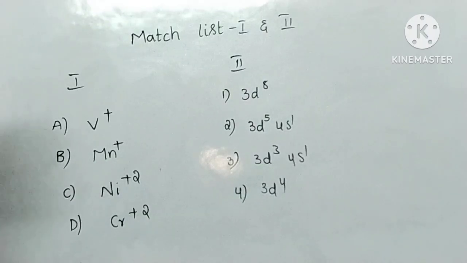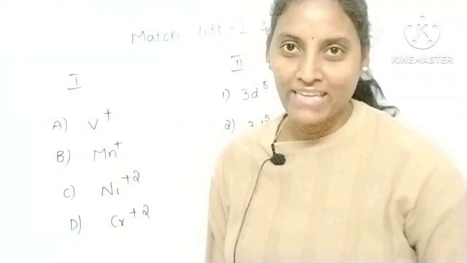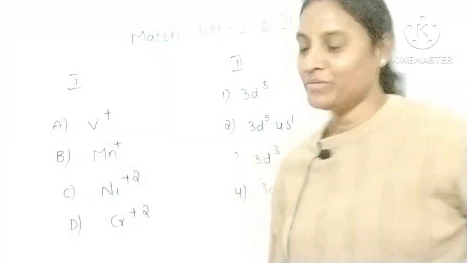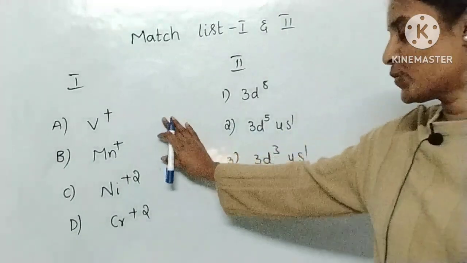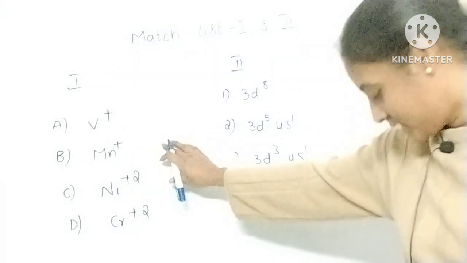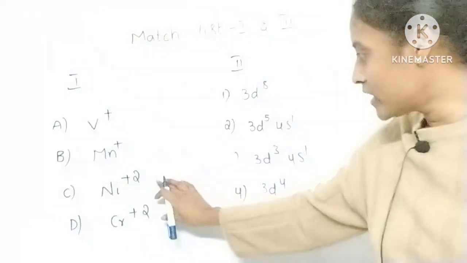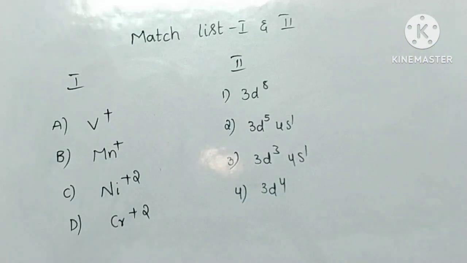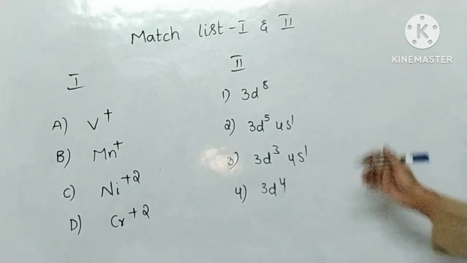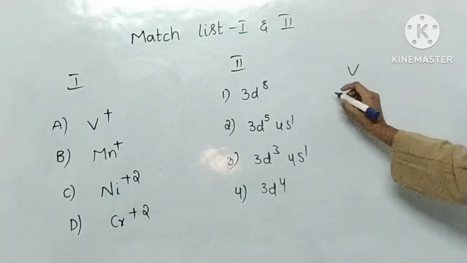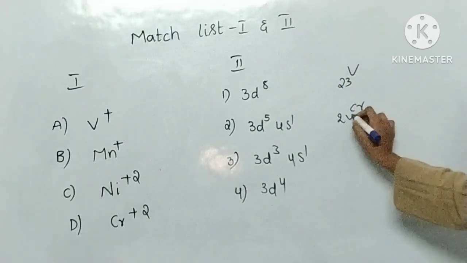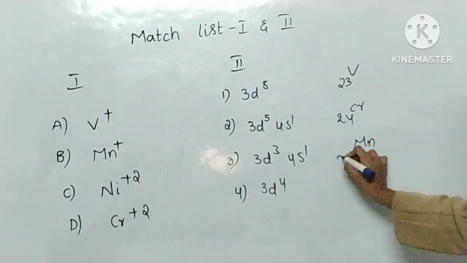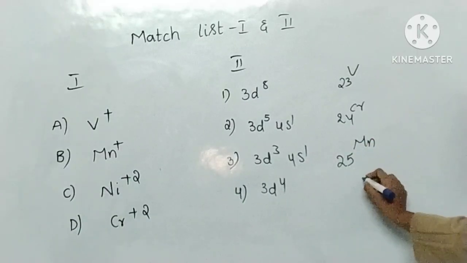Dear students, here in this question you need to match column 1 and column 2, or list 1 and list 2. The first one is V plus 1, the next one is Mn plus, the next one is Ni plus 2, and the next one is Cr plus 2. To identify this you need to first write their atomic numbers. Vanadium is 23, chromium is 24, manganese is 25, and nickel is 28.